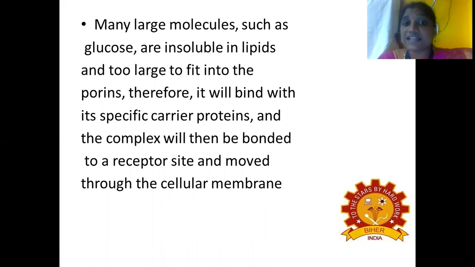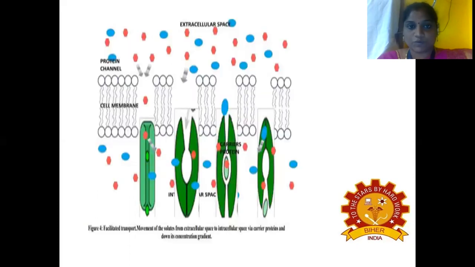Many large molecules such as glucose are insoluble in lipids, and they are too large to fit into the porins. Therefore, they will bind with their specific carrier proteins, and the complex will then be bonded to a receptor site and moved through the cell membrane. So molecules which are large and cannot easily permeate the cell membrane are transported through facilitated diffusion with the help of special transport proteins.